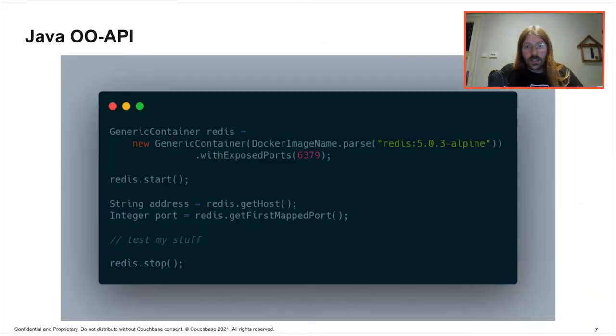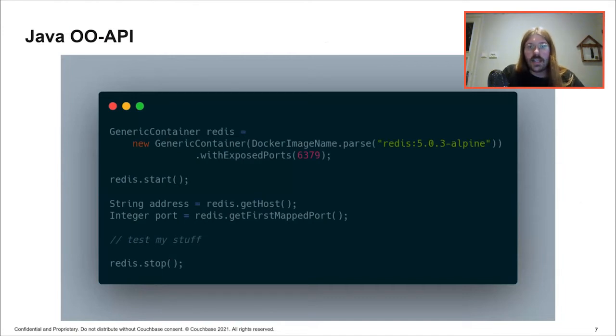So now let's look into Testcontainers and the Testcontainers Java library and how it looks. In a nutshell, we can say Testcontainers is an object-oriented API for instrumenting and interacting with Docker containers. And we see here just the basic usage of this API and of this library. We can define Docker containers as objects.